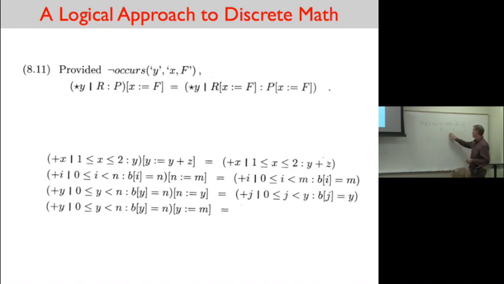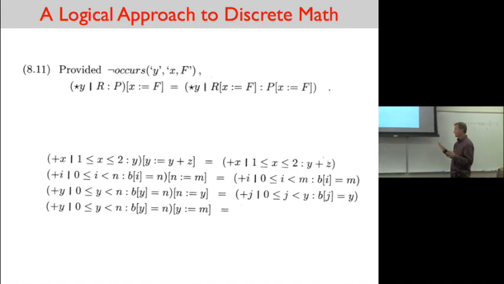I have a question. What if N occurs in the dummy? Then you cannot. Yeah, if it's a dummy, then you can't do it. Okay? And what about, Ben, what about this one? What about plus Y, 0 less than or equal to Y, less than N, B sub Y equals N? This is N replaced by M. What do you have to do first? Well, first you have to replace the N with M.